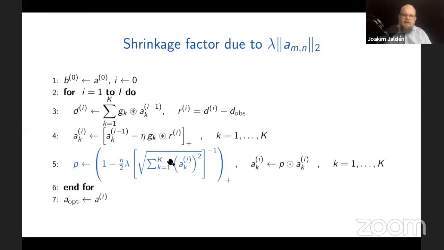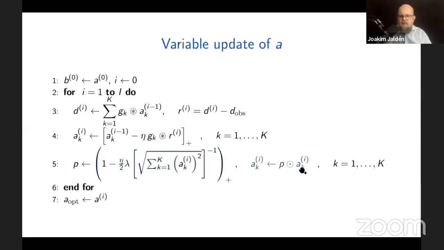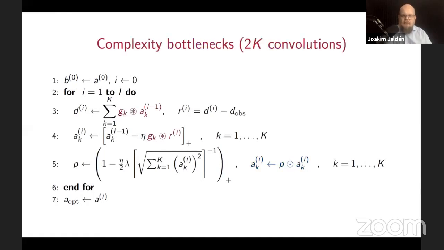Typically you take the inverse L2 norm across the sigma dimension, and this is the factor which determines how you move towards 0. And if that happens to become negative, you simply need to set it to be positive again. And then finally, you apply it to the updated variables that you have. And this is the whole algorithm.